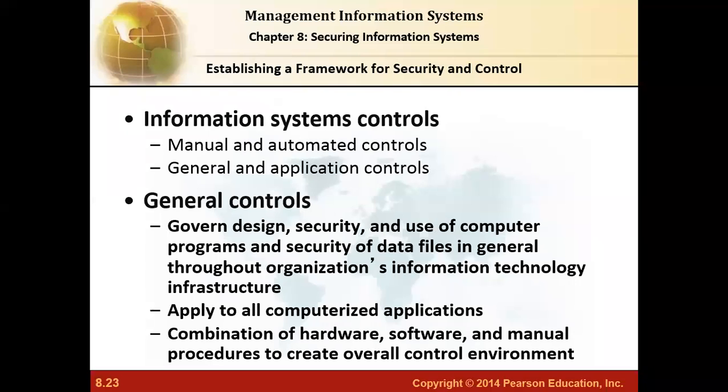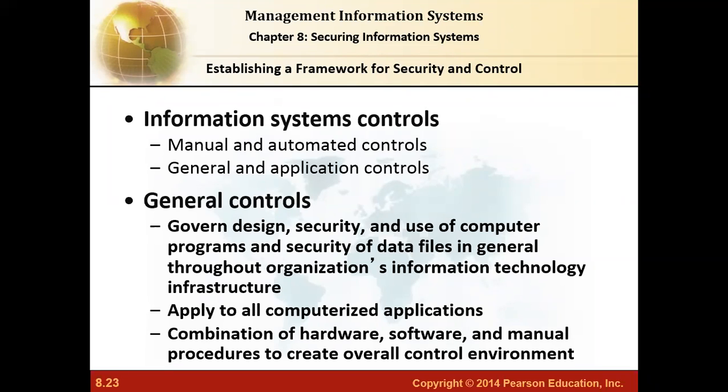Information systems protocols include two types of controls. One is called manual and automated controls, and the other is called general and application controls. So both types of controls are there: generalized control, and manual and automated controls as well.